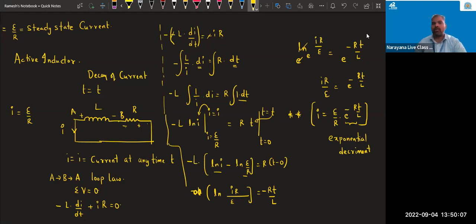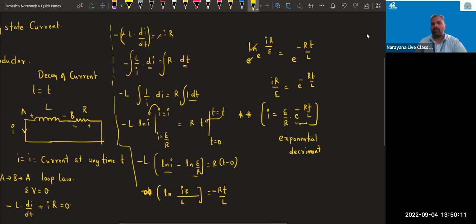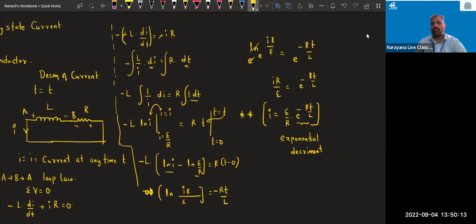If you plot the graph between current on the y-axis and time on the x-axis, initially when time is 0, what is the current? Maximum, E by R. It will keep on decreasing like this. After a long time, the current becomes 0. Is my point clear?